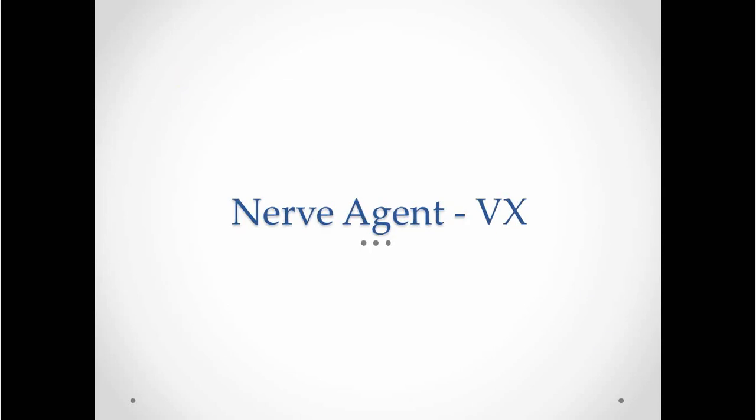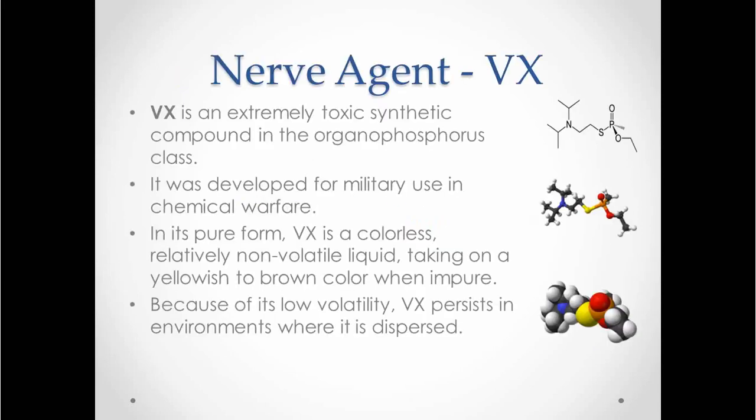Nerve agent VX. VX is an extremely toxic synthetic compound in the organophosphorus class. It was developed for military use in chemical warfare. In its pure form, VX is a colorless, relatively non-volatile liquid, taking on a yellowish to brown color when impure. Because of its low volatility, VX persists in environments where it is dispersed.